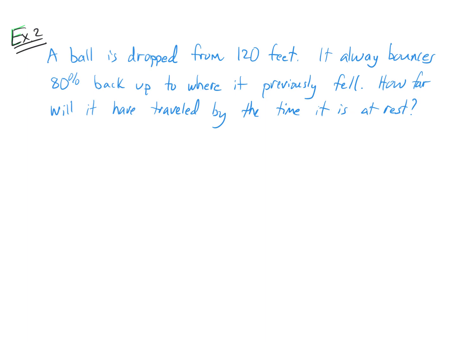There's many ways to represent this, but a really nice way is to represent the drop there as 120 feet. And then it bounces up 80% of the way, and then it'll fall at the exact same distance. So we'll have 2 of those distances. And then from there, it will bounce up 80% of the way, and then fall back down. So we'll have 2 of those distances. And it just keeps this up. It'll bounce up 80% of the way, and then fall back down. So we'll have 2 of those distances.